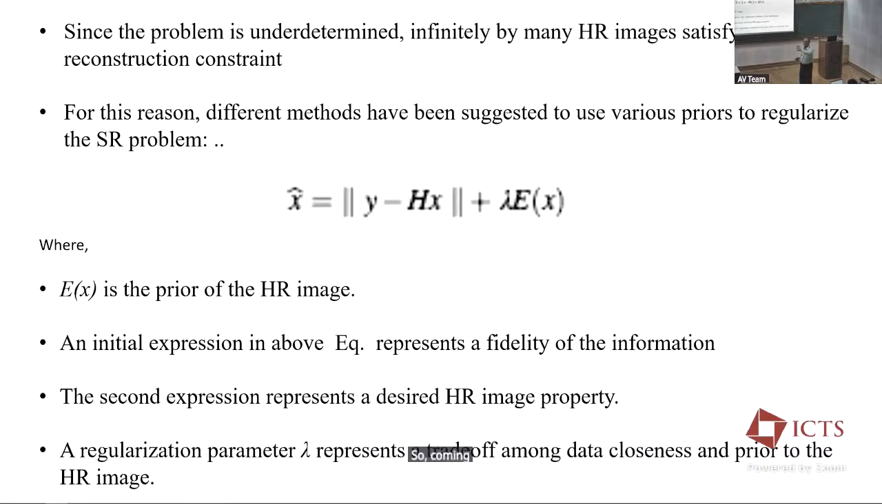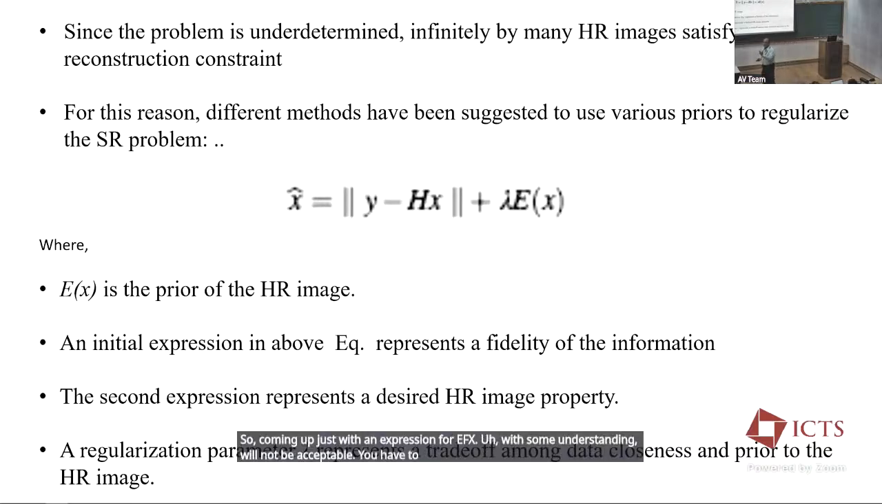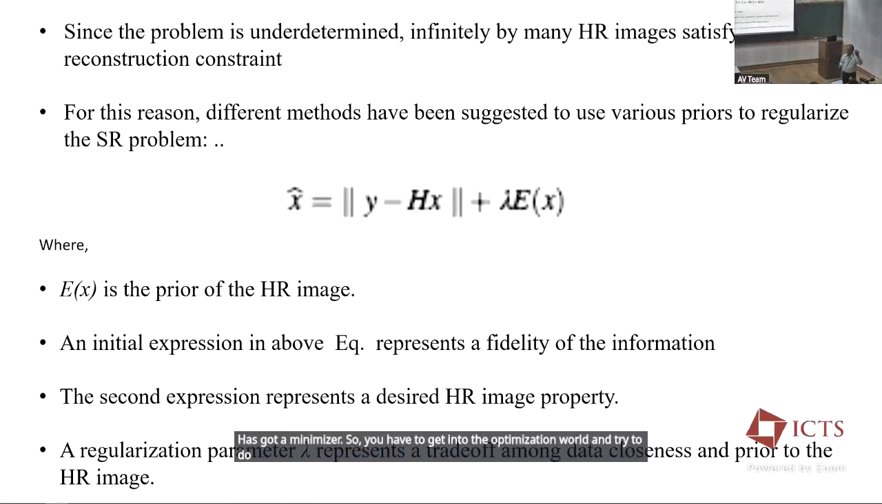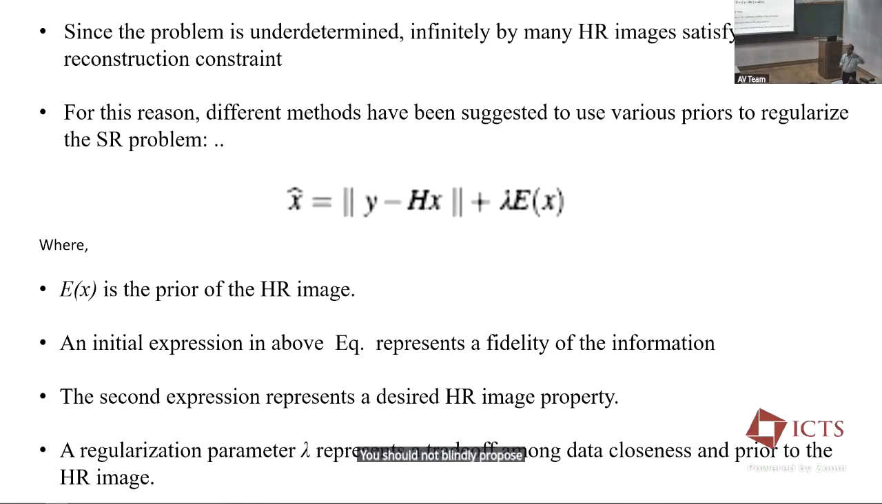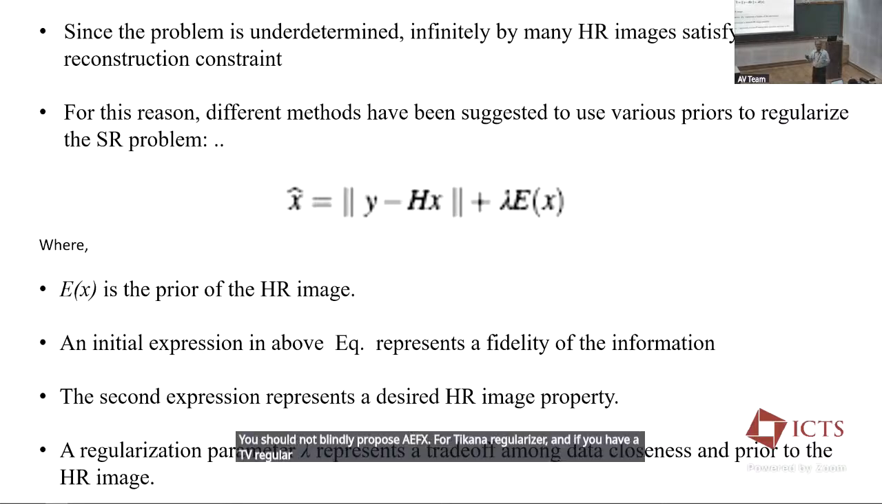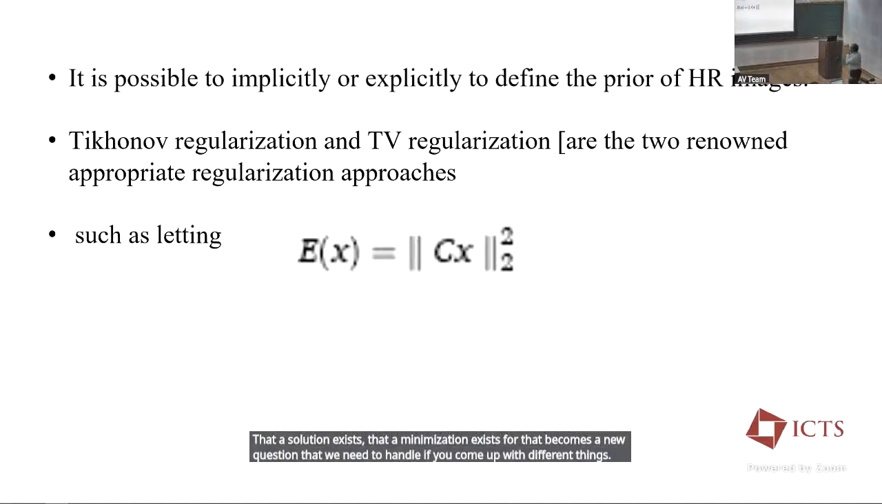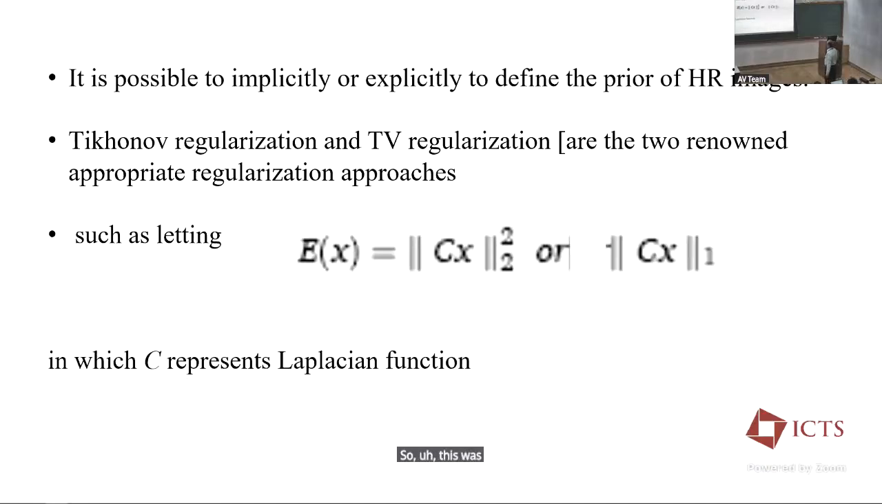So coming up just with an expression for E(x) with some understanding will not be acceptable. You have to go back to mathematics and show that the functional you propose has a minimizer. So you have to get into the optimization world and try to do that. And that's where you should not blindly propose an E(x). For the Tikhonov regularizer, and if you have the TV regularizer, things are very well established, that a solution exists, that a minimization exists. That becomes a new question that we need to handle if you come up with different things. So these are examples which people use.